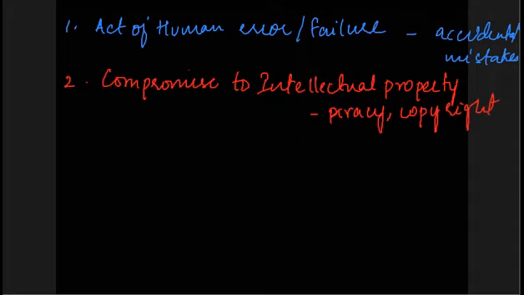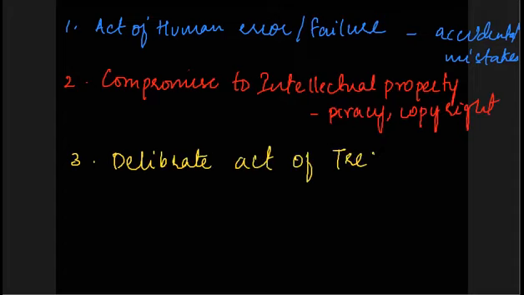Then the third one that we studied was deliberate act of trespass. Within this deliberate act of trespass, someone is trying to access any of your data that is not authorized for this person, any personal information that is unauthorized access.